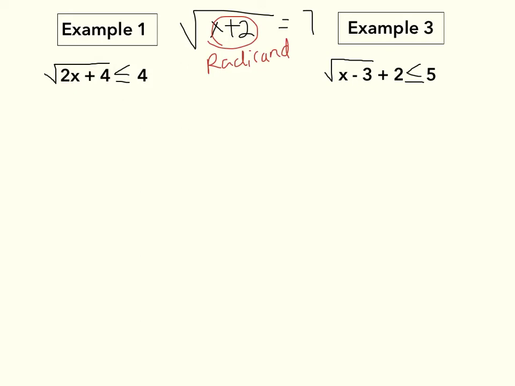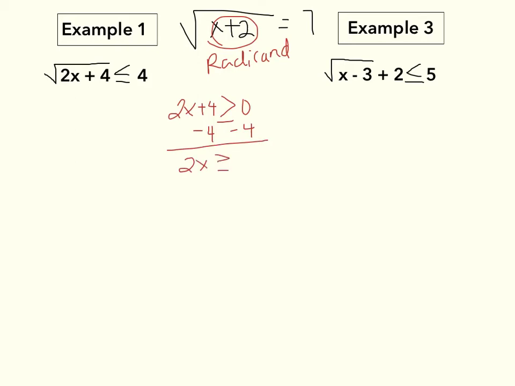Now your first step is to set whatever's under the radical, so set your radicand greater than or equal to 0. So 2x plus 4 is greater than or equal to 0. The reason we want to do this first is because this has to be a positive number. You can't take the square root of a negative number. Remember, that makes it imaginary. So we have to make sure that our x is going to be greater than or equal to 0 because that makes it positive.